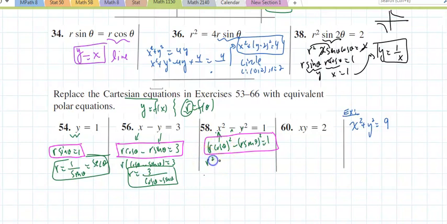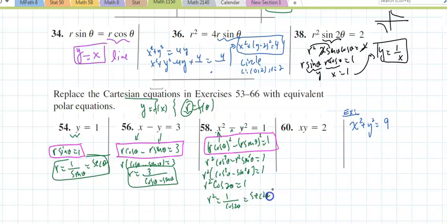If I get r squared cosine squared of theta minus r squared sine squared of theta equal 1, I factor r squared out. That's cosine squared of theta minus sine squared theta. I don't know if you are aware that this is cosine of 2 theta. If you divide both sides by cosine, you will get r squared equal 1 divided by cosine of 2 theta, which is secant of 2 theta.